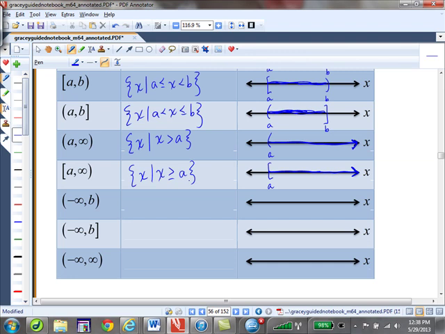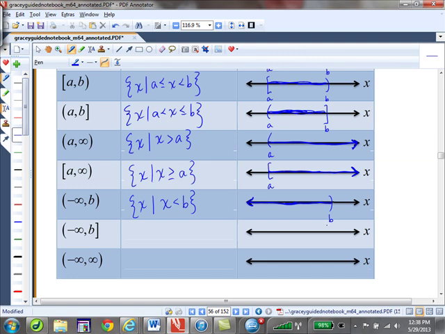Now, switching it around, if we're showing that x is to the left of some endpoint, we could say that B was here and x would always be to the left. So we darken in the arrow going toward the left. And we would just write it as x such that x is less than B.